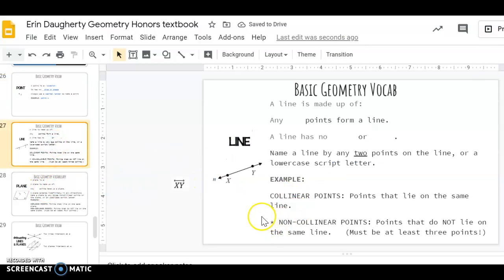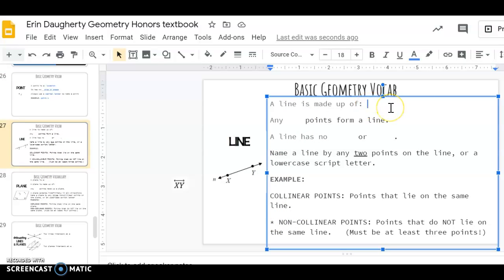The next one would be line. All right, now a line is made up of at least 2 points. Or actually, a line is made up of a whole bunch of little points that reach from one infinity to another infinity. Okay, any 2 points form a line. We at least need 2 points to create a line. A line has no thickness or width.